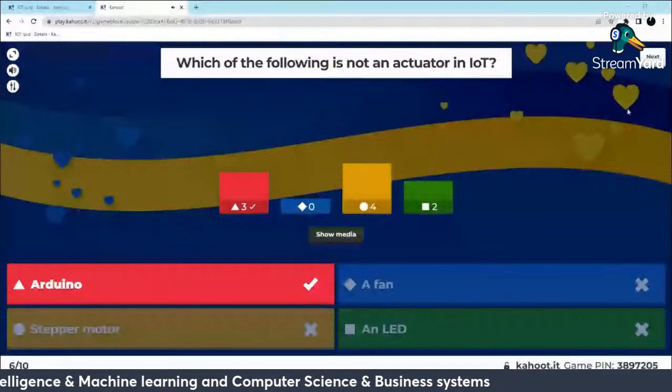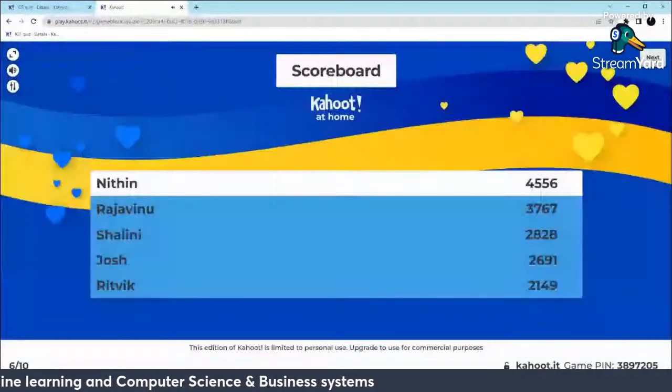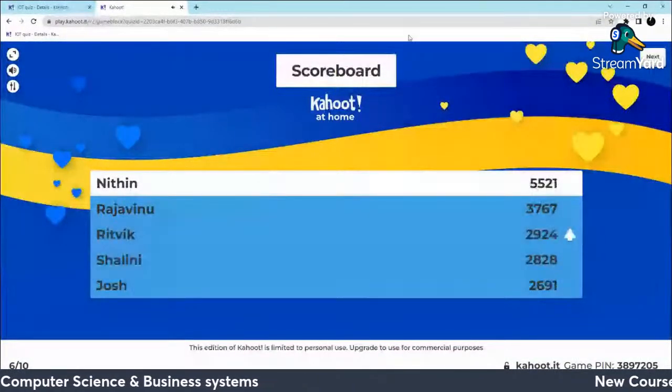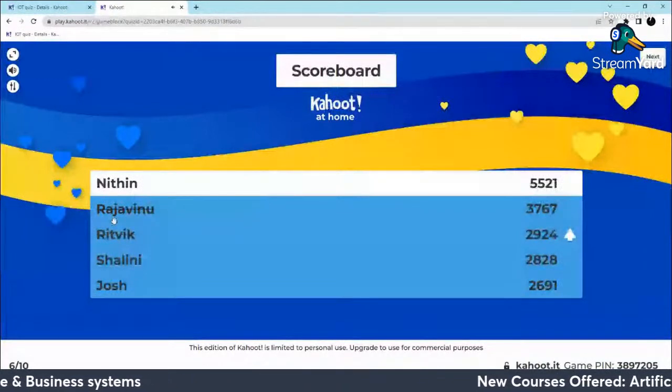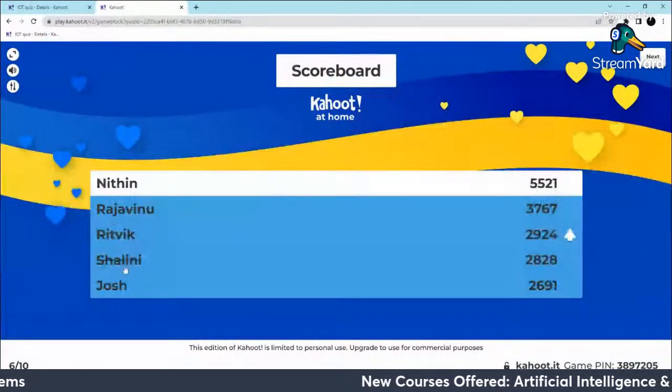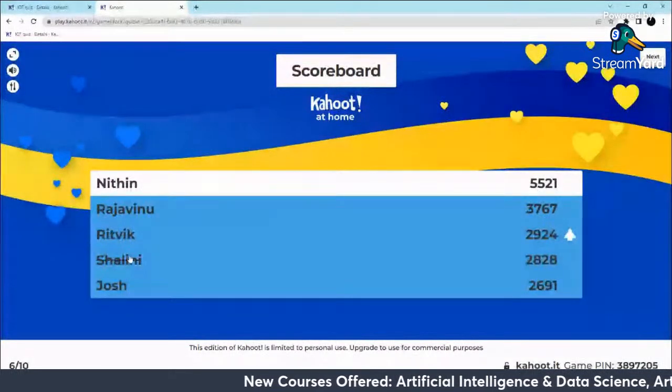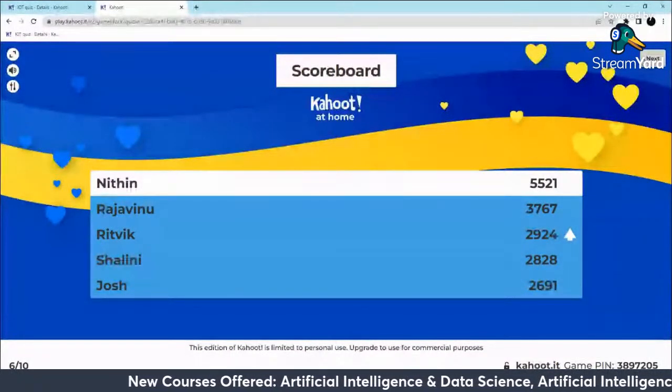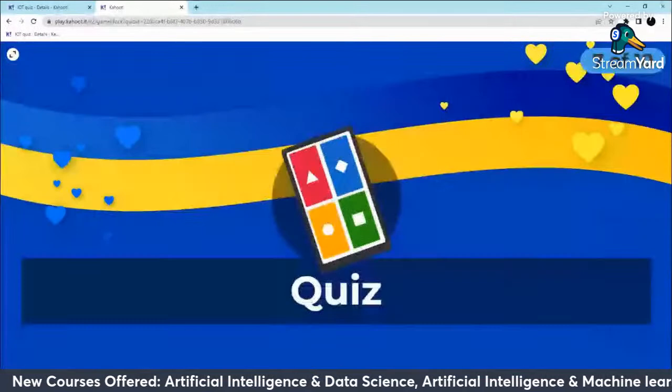That's right. So who is on the top? Okay, Nitin is constantly on the top with Raja, Vinu followed by him. And Shalini has got down, and Ritwik has come up. So let us see who stays on the top at the end of this quiz.